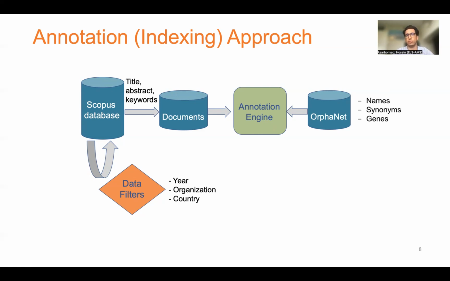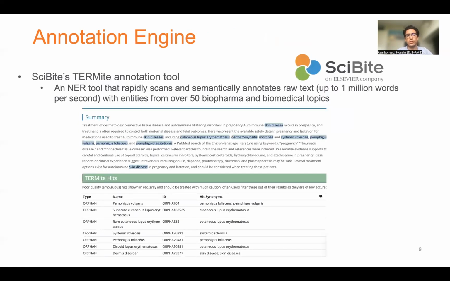Then we feed these documents to our annotation engine. And from the Orphanet taxonomy, we also use the names of diseases, synonyms for the diseases, and the genes associated with different diseases. We feed this information to our annotation engine, which does the matching between the Orphanet concepts and the documents. As the annotation engine, we use SciBite's TERMite annotation tool, which is a named entity recognition tool that rapidly scans and semantically annotates raw text with entities from over 50 biopharma and biomedical topics.